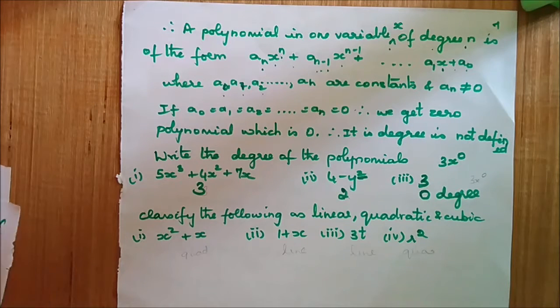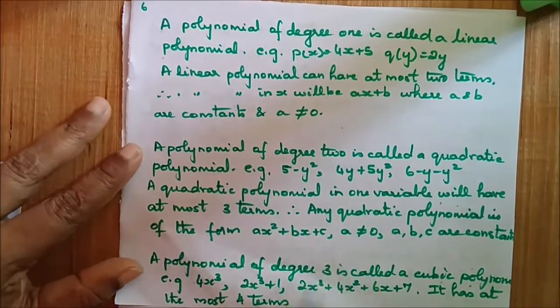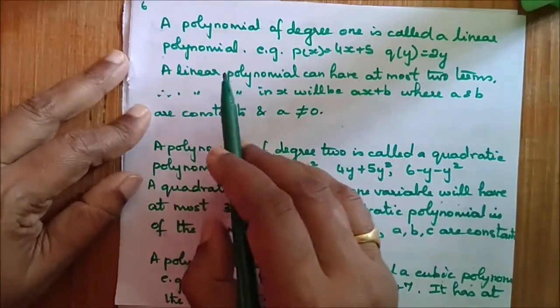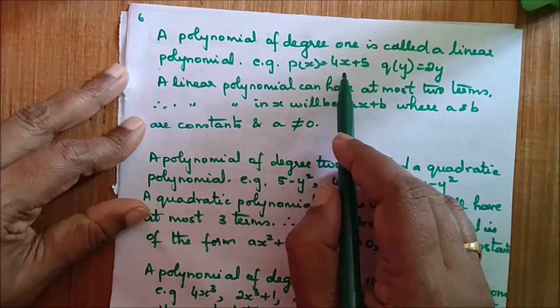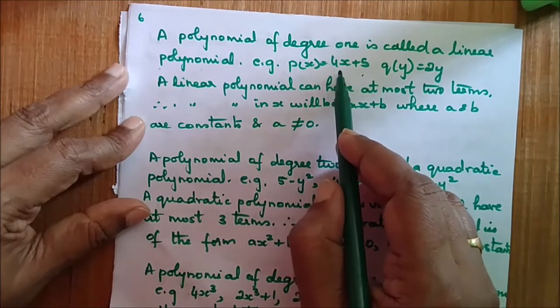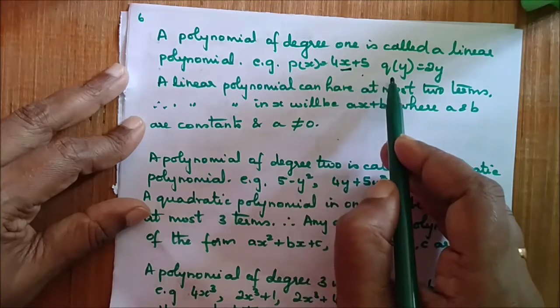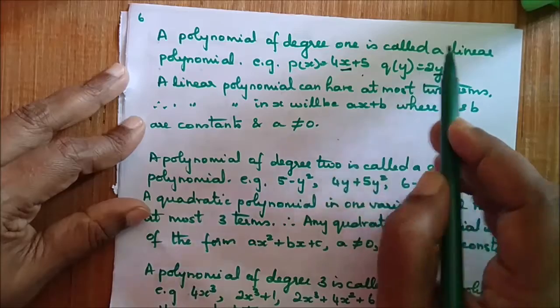Okay. So now we will just go through this topic, then we will come to that question. A polynomial of degree 1 is called a linear polynomial. For example, p of x is equal to 4x plus 5. Here the degree of x is 1, or q of y is equal to 2y. Here the degree of y is 1.